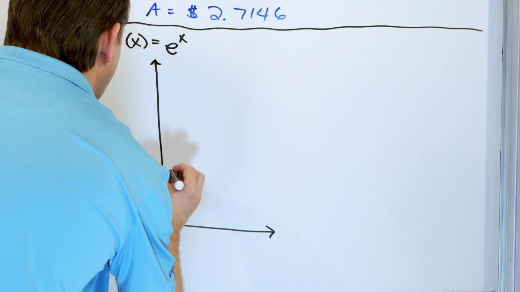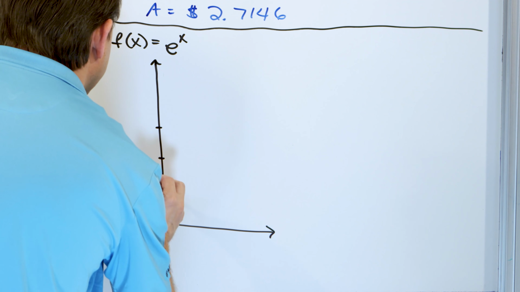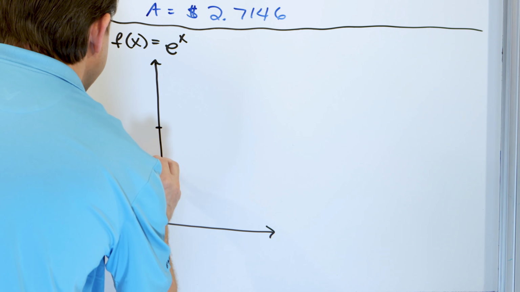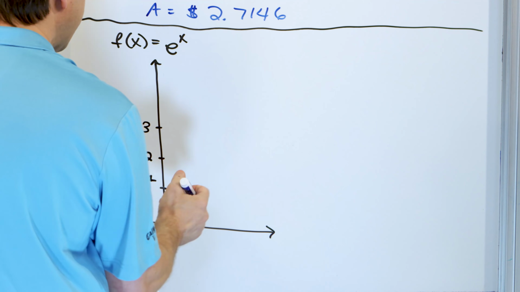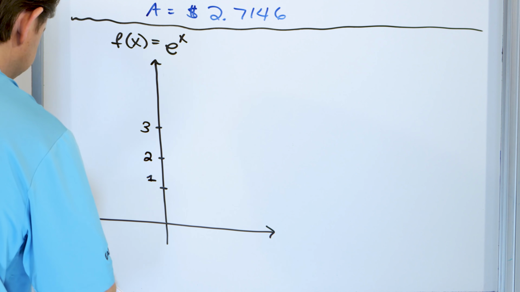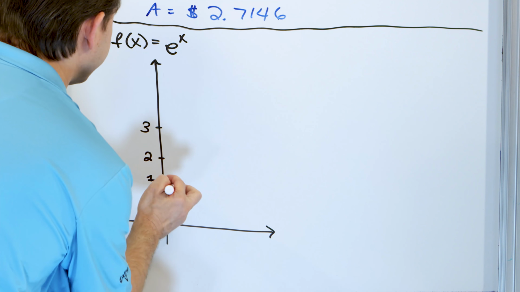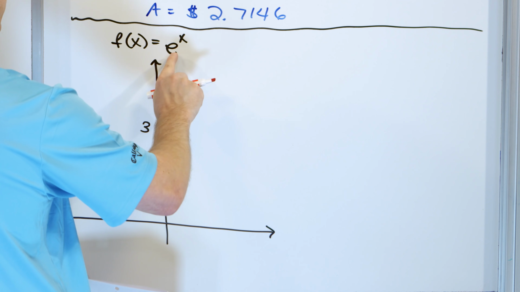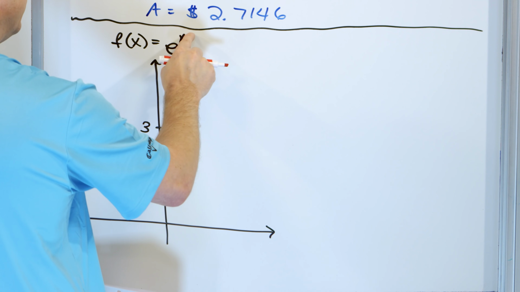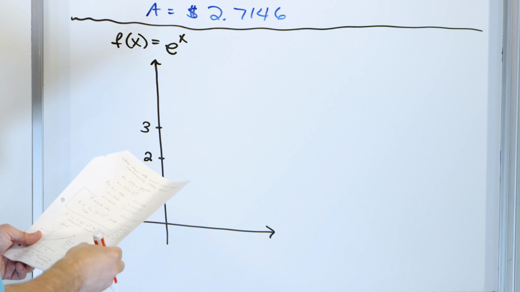But anyway, let's say this is 1, this is 2, and this is 3. We know that this exponential function is going to go, let me use red, through the point (0, 1), because if I put 0 here, e to the 0, it's just a number. Number to the 0 power is 1, so that's going to go through that point.